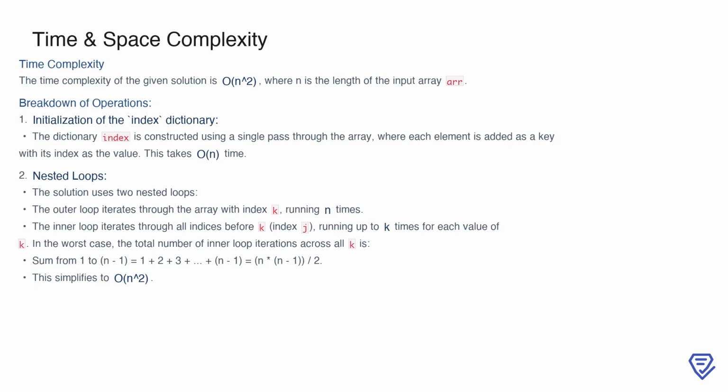Next, we have the nested loops. The outer loop iterates through the array, running n times. For each iteration, the inner loop processes all prior indices, meaning it runs up to k times for each iteration of the outer loop. When you sum up all inner loop iterations for every k, it forms a series, 1 plus 2 plus 3 plus up to n minus 1, which simplifies to n(n-1)/2. This is a quadratic growth, leading to n squared. Together, these operations dominate the time complexity of the solution, making it O(n squared).